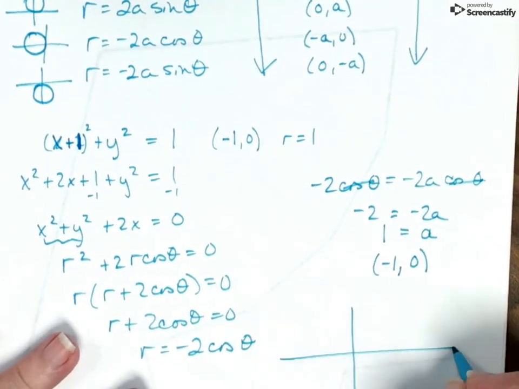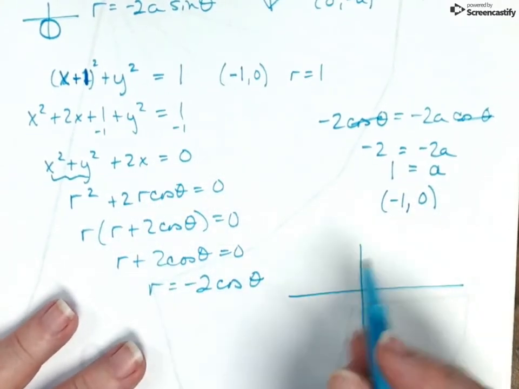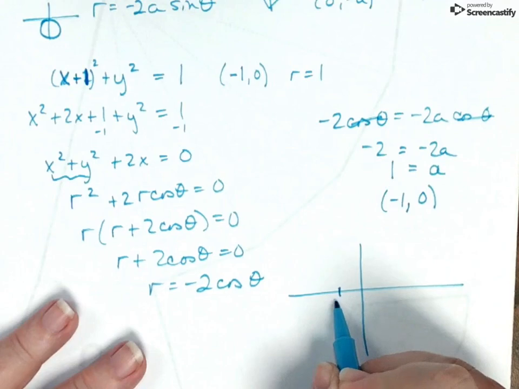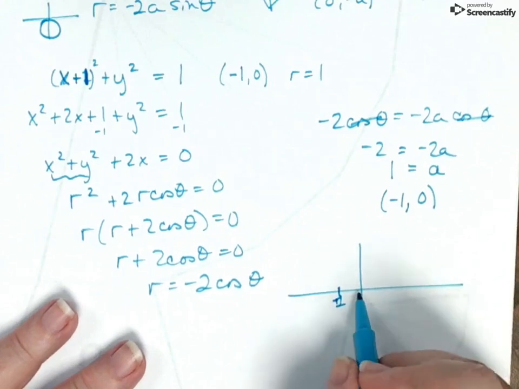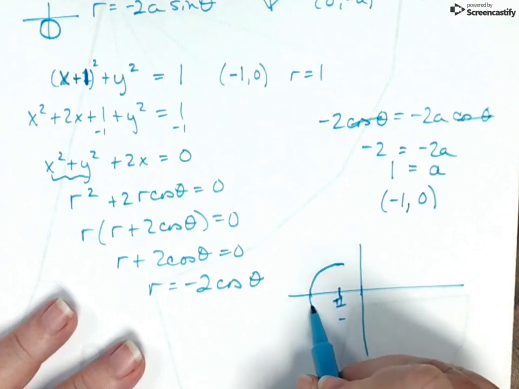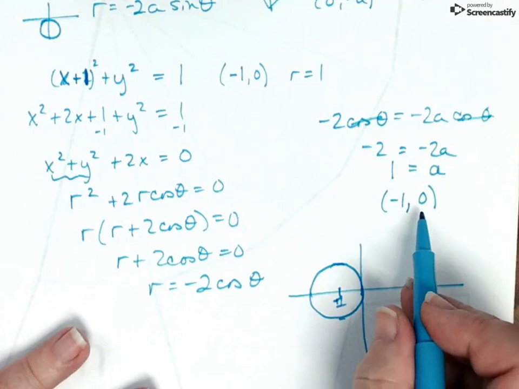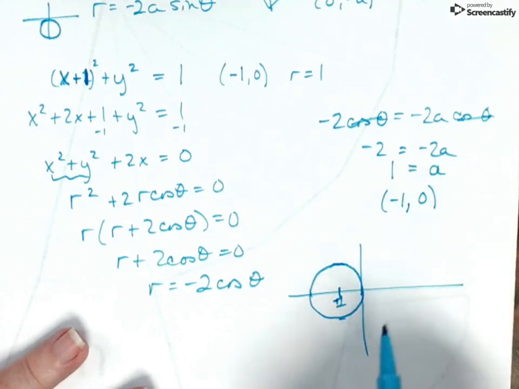How would we graph it? Well, it's on the cosine with a negative 2a, so we're going to go to the left, 1 space, right? We're going to go a radius of 1 in all 4 directions, and I can draw my graphing coordinates, my circle, at (negative 1, 0) with a radius of 1.